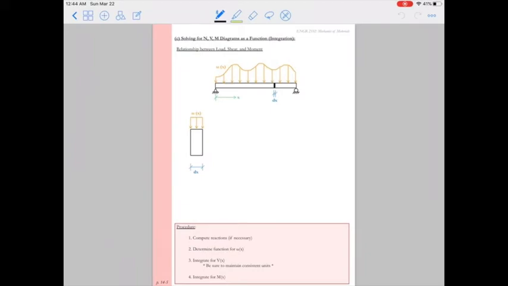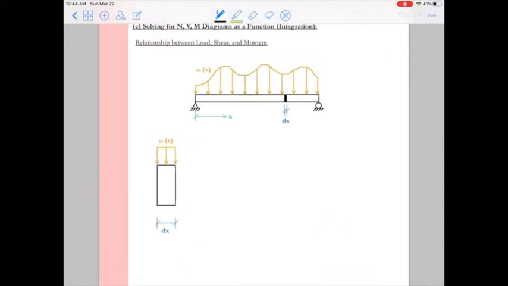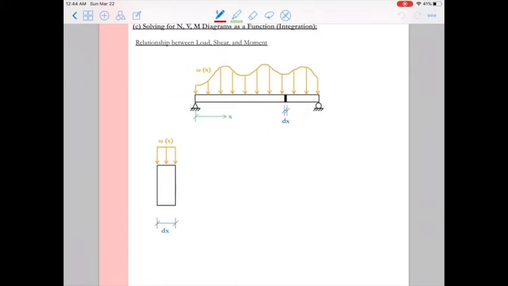Alright, so on to the third method, axial force, shear, and moment diagrams as a function, but using the method of integration. Now, we really don't have too much to do with axial force. We've already handled axial forces in this class, so I'm going to focus in here on shear and moment. So we're going to look at this arbitrary piece, and we pulled this little block out, and I'm going to draw the axial force, shear, and moment on the block.